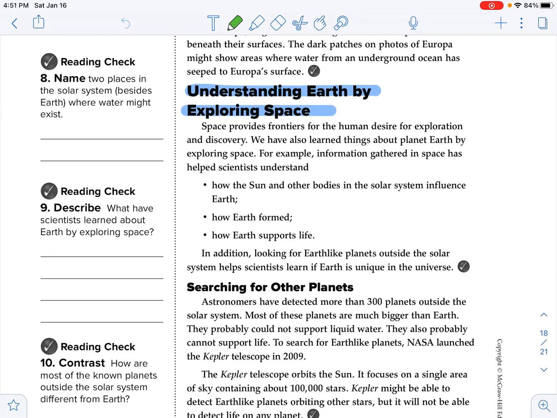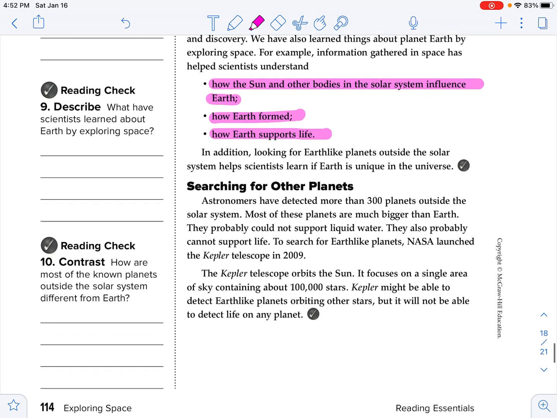Space provides frontiers for the human desire for exploration and discovery. We have also learned things about planet Earth by exploring space. For example, information gathered in space has helped scientists understand how the sun and the other bodies in the solar system influence Earth, how Earth formed, and how Earth supports life. In addition, looking for Earth-like planets outside the solar system helps scientists learn if Earth is unique in the universe.